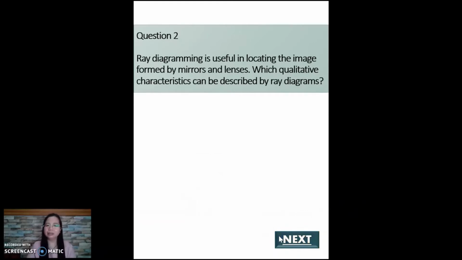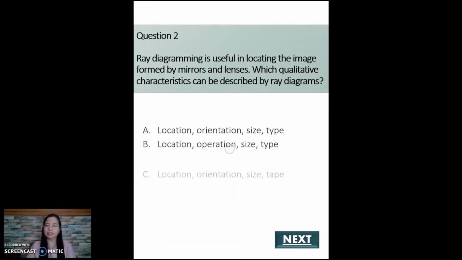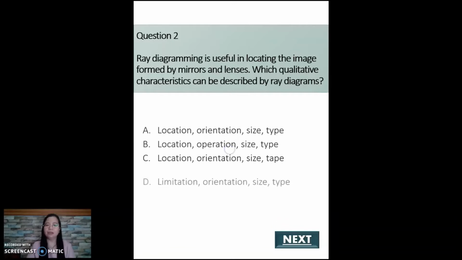Question 2. Ray diagramming is useful in locating the image formed by mirrors and lenses. Which qualitative characteristics can be described by ray diagrams? Is it A. Location, orientation, size, and type? B. Location, operation, size, and type? C. Location, orientation, size, and tape? Or D. Limitation, orientation, size, and type?